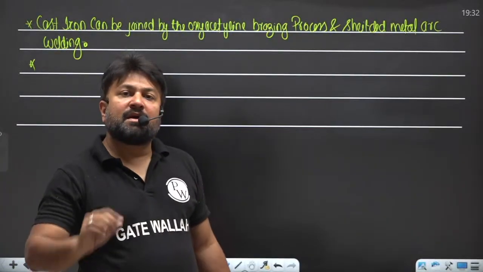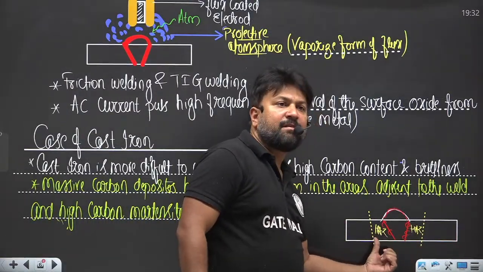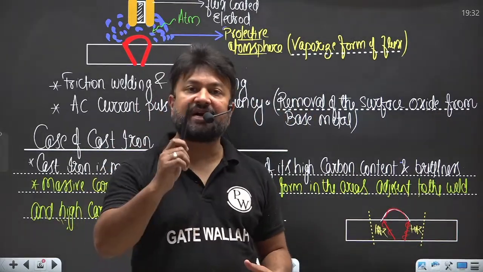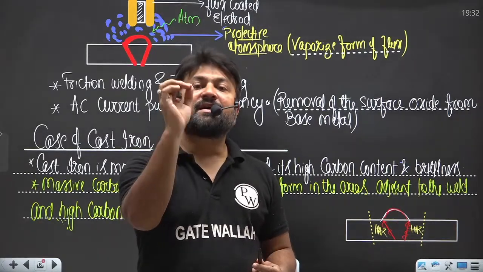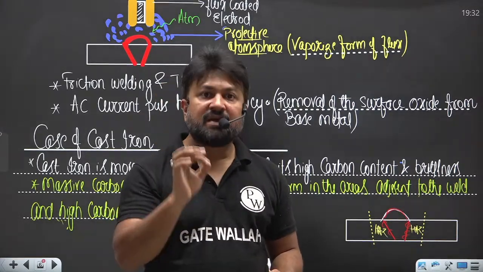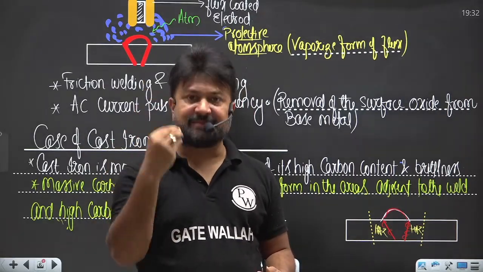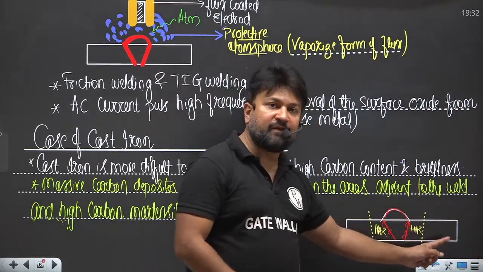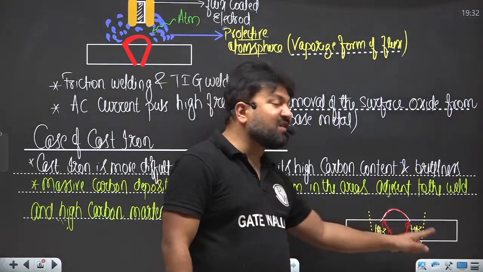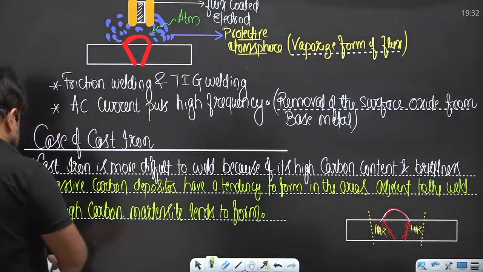Now, the high carbon martensite that forms in the heat affected zone forms because of the high cooling rate. So it is necessary to maintain the cooling rate of the weld pool. For that, in some cases preheating is required. Means before welding, you should heat the base plate so that the heat in the weld pool will not be lost in the base plate.